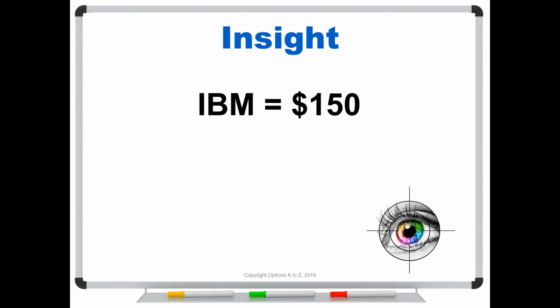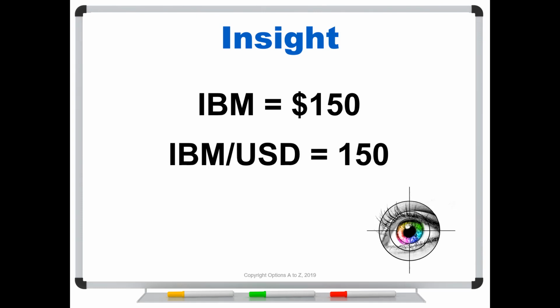But here's a little insight that can help you to understand. Forget about currencies. What if we were looking at IBM? And let's say that IBM is trading for $150 per share. If I wanted to write that in currency terms, I would write IBM in terms of US dollars is 150. That's really all we're doing. The thing on the left, IBM, is priced in terms of some currency, and then the quote actually shows you what that value is. So it's really quite easy once you understand how to read the quote.